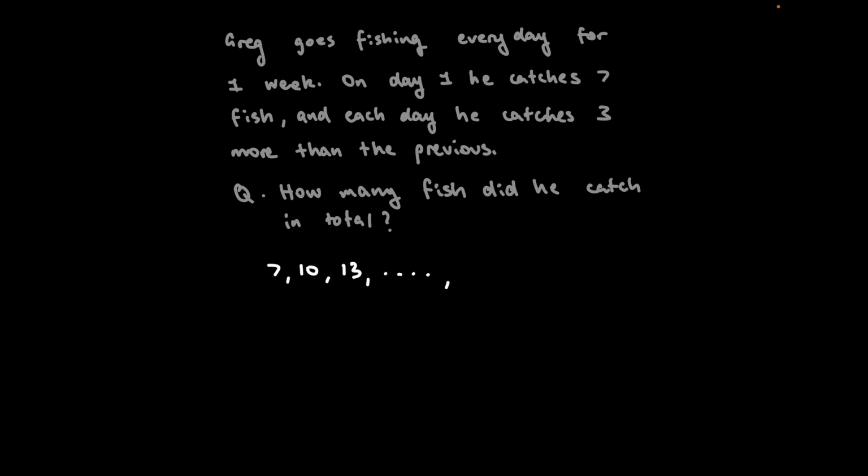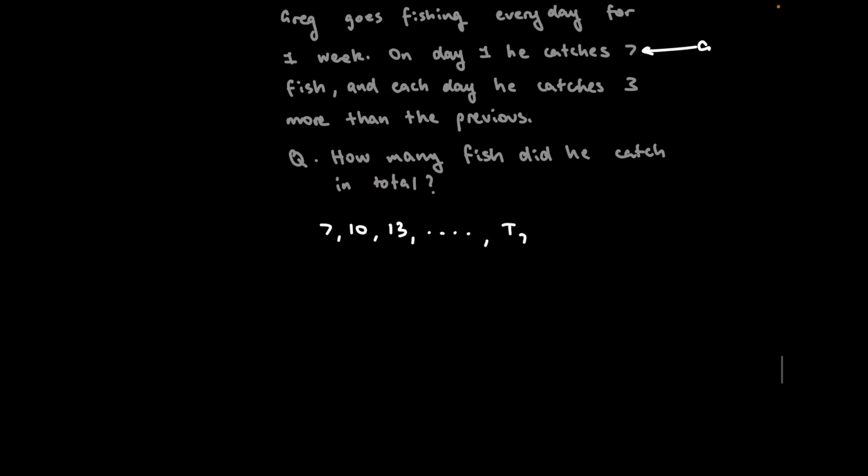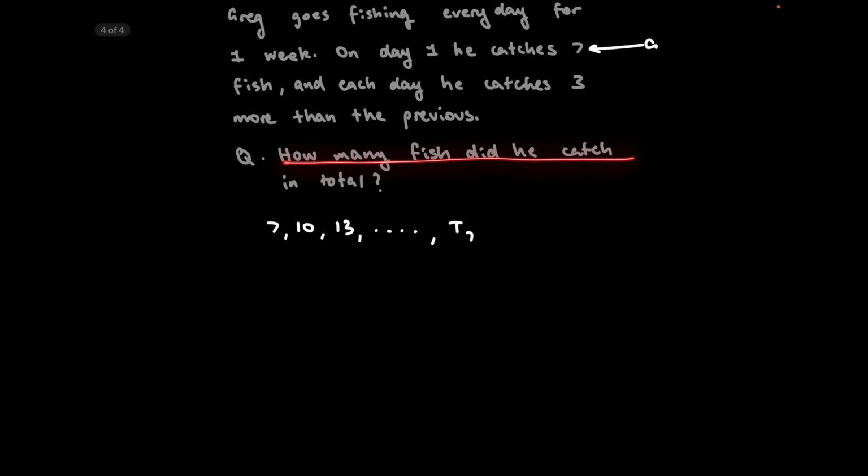And the pattern continues until day 7. So whatever day 7 would be, in this case T7, I'll write. Okay, so that's the 7th day. So we know the start term here is 7. So we know that this is the value for A. And we know that the common difference between each day is simply 3, because we're adding 3 between each of the terms. And we're asking not how much did he catch on day 7, but how much did he catch in total across the entire week. So in this case, we would have to employ the arithmetic series for this question.